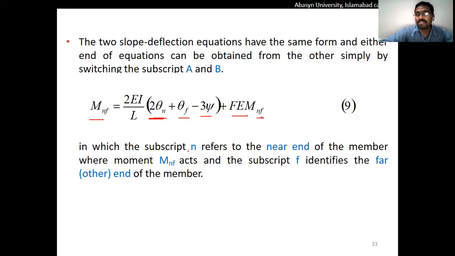I already mentioned that n refers to the near end of the member and the subscript f identifies the far end, or the other end, of the member. So if we consider the member AB, A will be considered the near end when we are applying the equation at point A, or calculating the slope and deflection equation at point A, and B will be considered the far end.